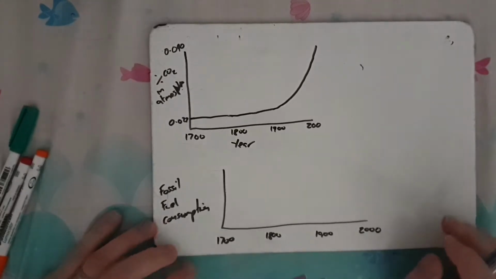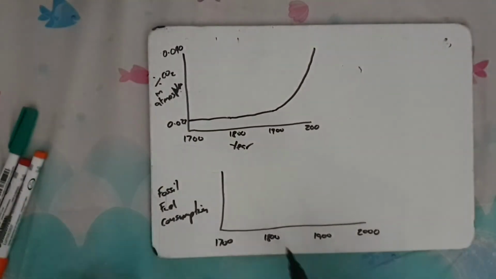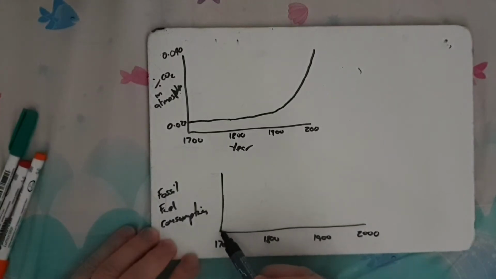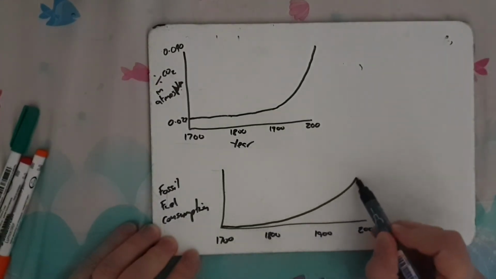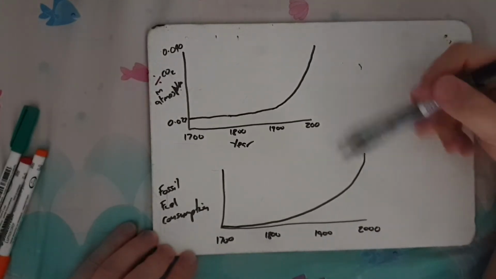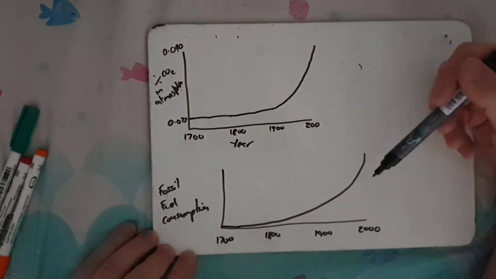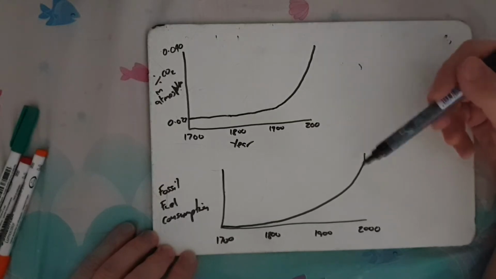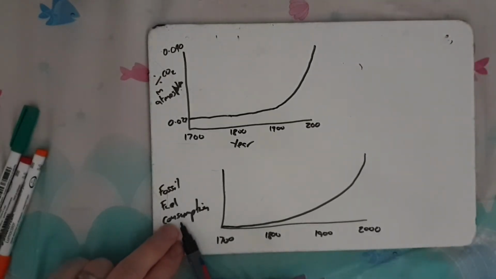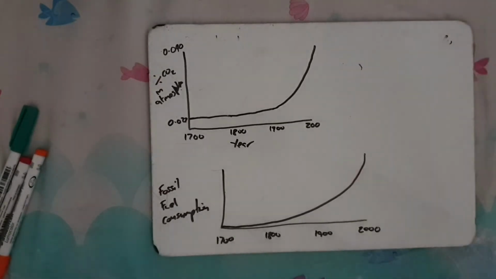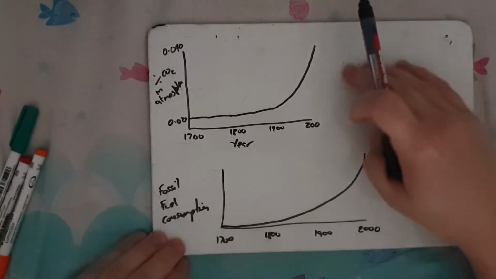So you're going to end up with a graph that's probably using barely any fossil fuels, and then it's going to look like that. And there's a pretty strong correlation between these two. So this is pretty strong evidence for saying that the amount of fossil fuels humans are using directly influences the amount of carbon dioxide in the atmosphere. Again, it's still not proof that humans are causing global warming.